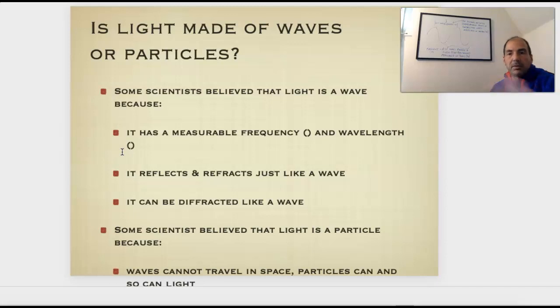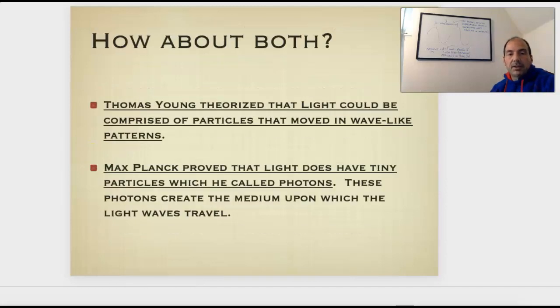So people debated back and forth until finally they decided, well, it had to be both. And a man by the name of Thomas Young theorized that light could be comprised of particles that move in wave-like patterns. And an important scientist that we talk about, Max Planck, most people just say Planck, proved that light does have tiny particles that he called photons, and he was actually able to show some relationships that we're going to look into today about those photons. So we're going to talk about how those photons are created and how we notice them and whatnot.